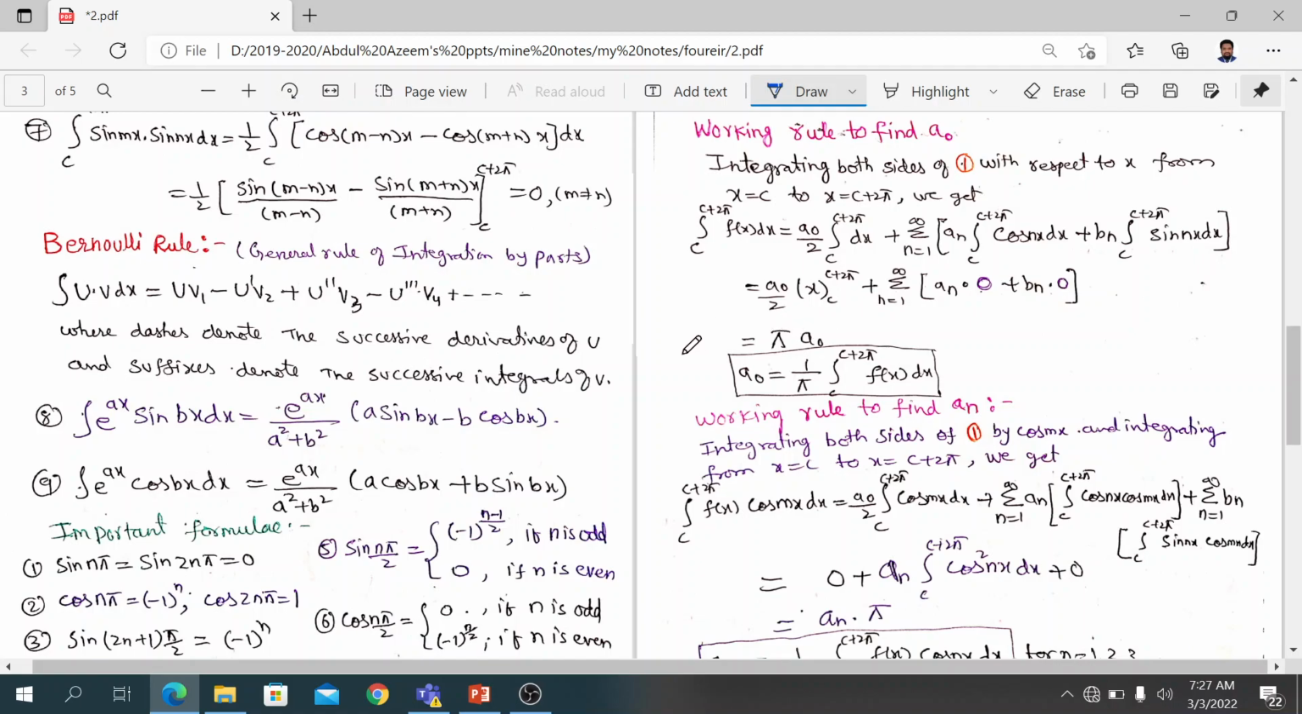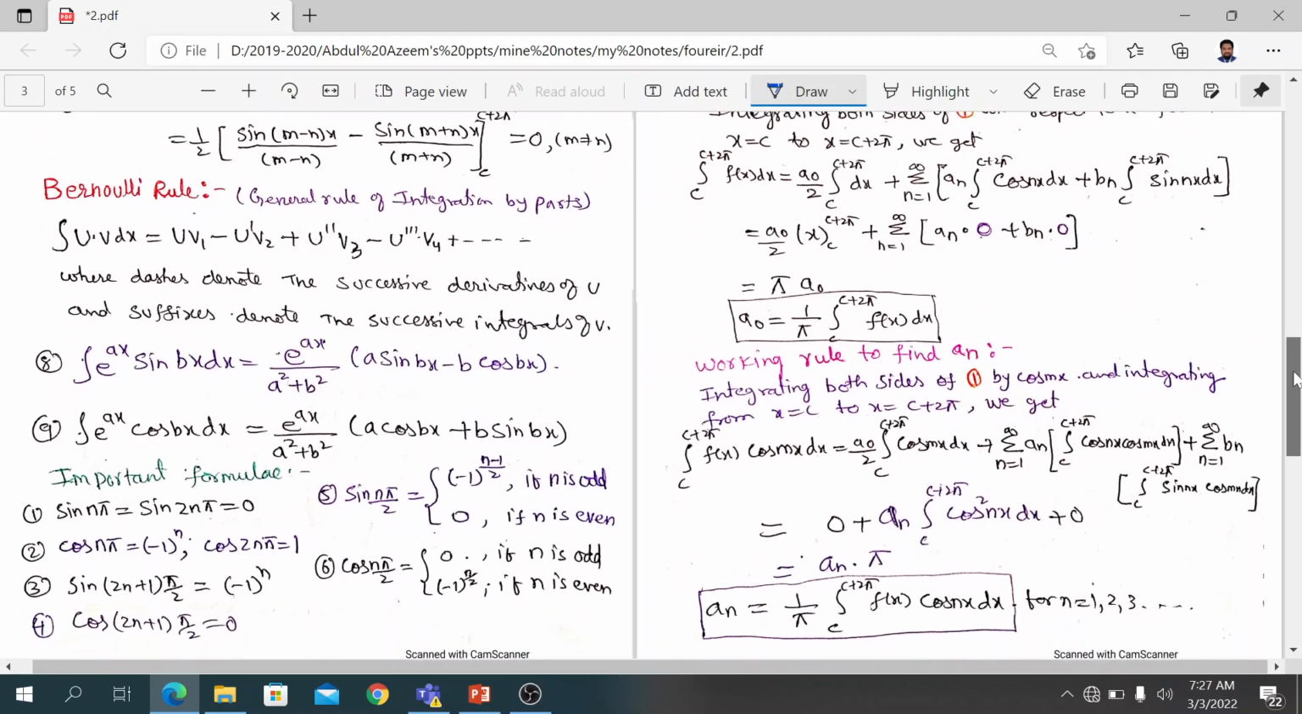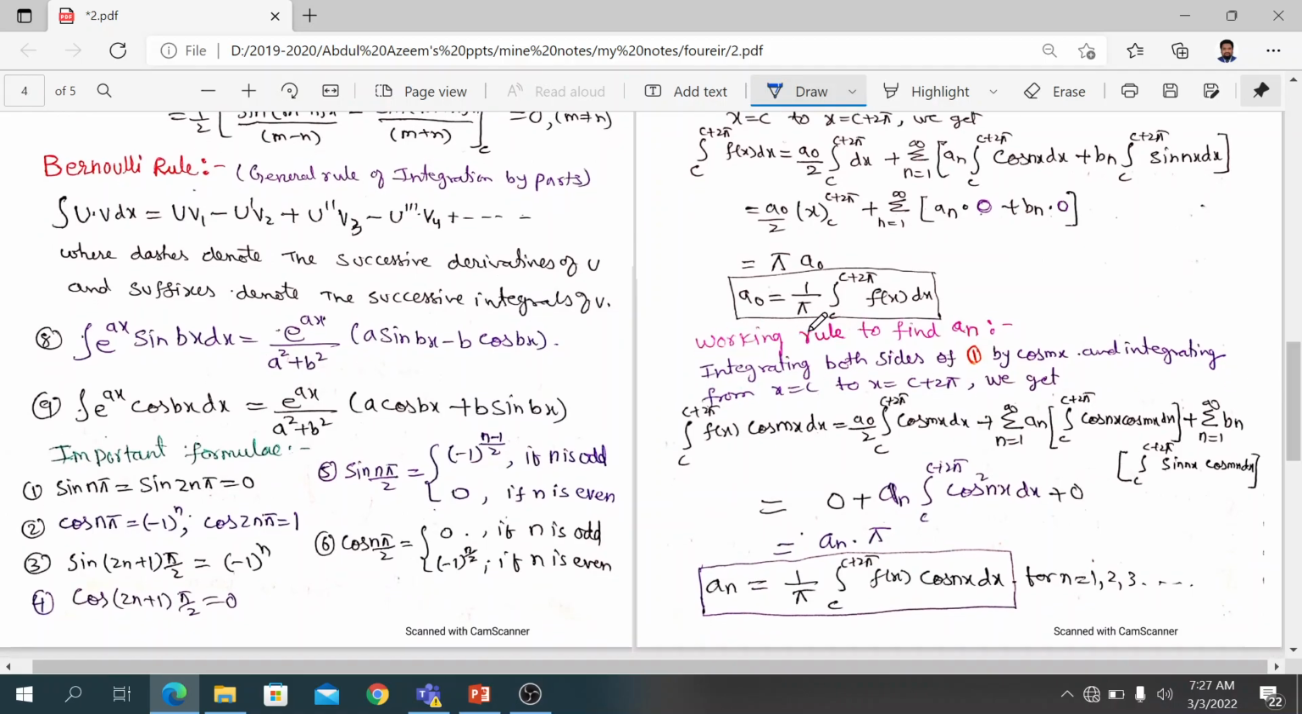So send this to that side, it becomes a naught equal to 1 by pi integration c to c plus 2 pi f of x dx. So this is the rule to find the a naught value. Now, the working rule to find an.